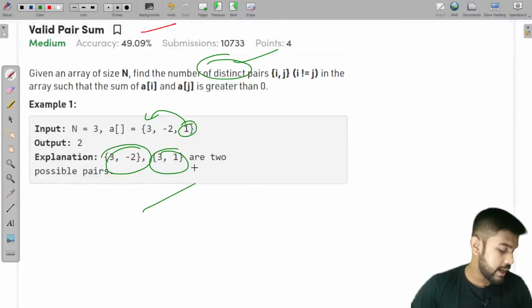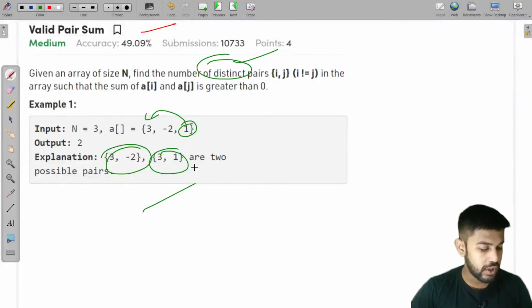So am I clear with the problem statement or not? Can I have a quick +1 in the chat that I'm clear with the problem statement? Then we would move right away.